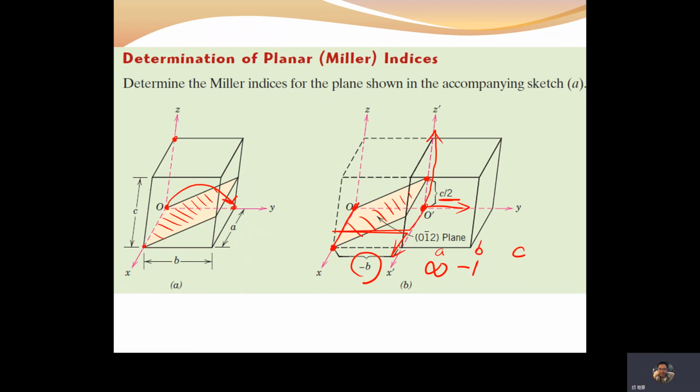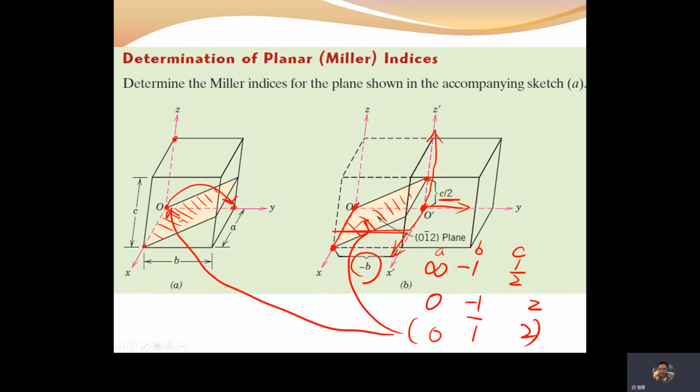Minus 1, and the intercept on the z-axis is 1/2, and we just take the reciprocal of it. It's 1, minus 1, and 2. And it's 0, 1 bar, and 2. Okay. So (0 1 bar 2) defines this plane. It also defines this plane. Okay.